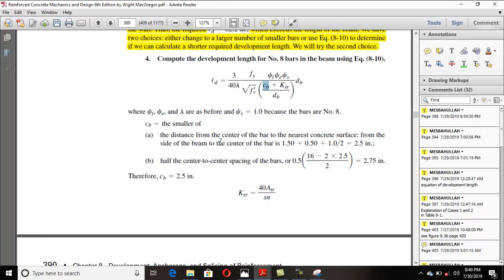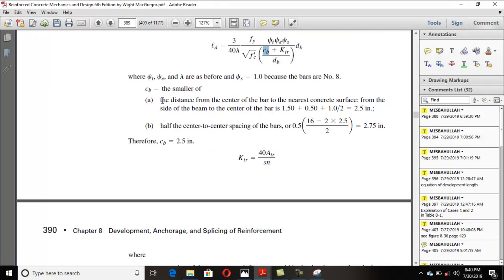So CV here is the smaller of these two. Let's see what that is. The distance from the center of the bar to the nearest concrete surface, from the side of the beam to the center of the bar, is, let's see, 1.5. You know, this is the bar diameter. No, this is the side cover, the clear side cover to the face of the stirrup.